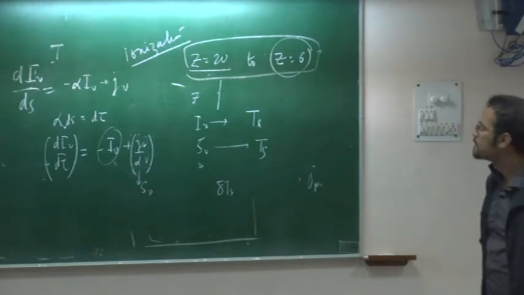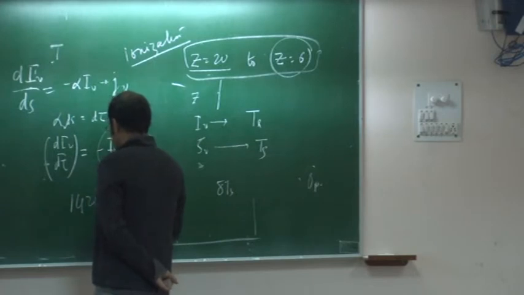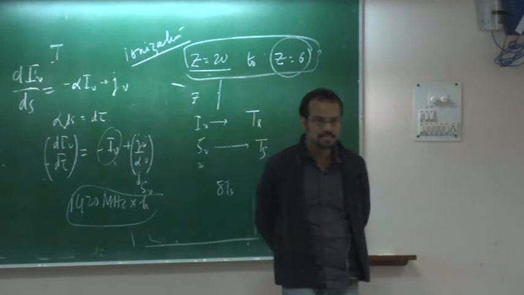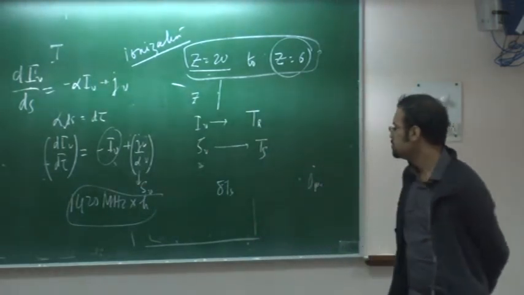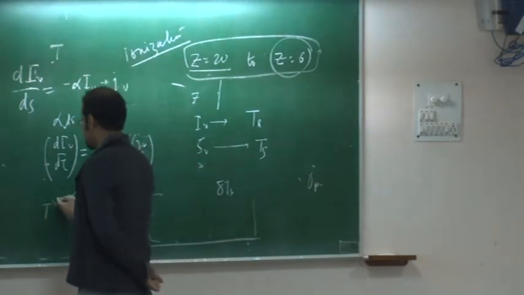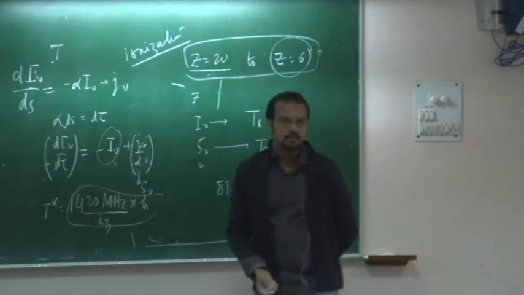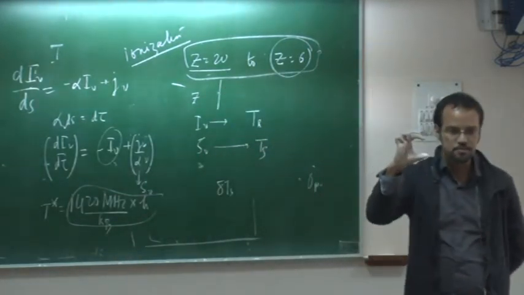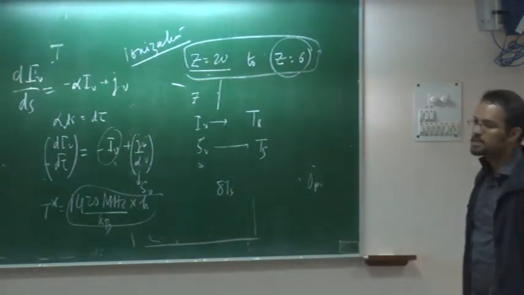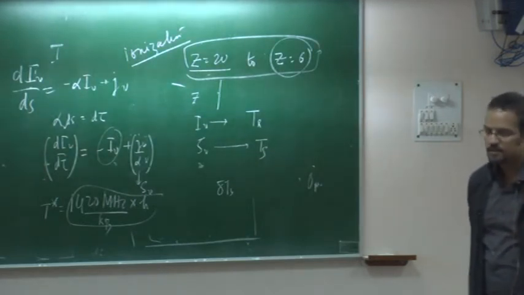What is T star? T star is 1420 megahertz times h, it's h nu by k. h nu by kb, that is T star. 1420 is the transition frequency. It's the energy difference corresponding to the two levels, h nu by k. So we are just defining that Ts as setting up the equilibrium between the two population levels.